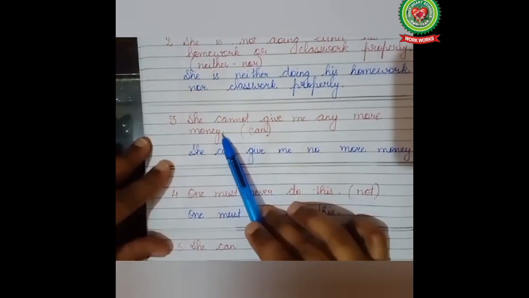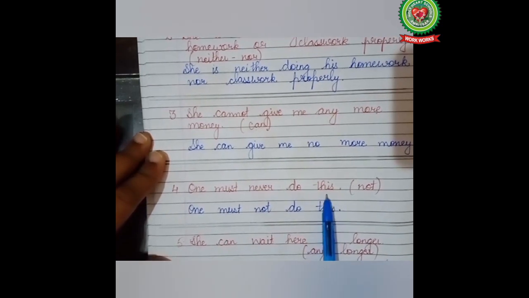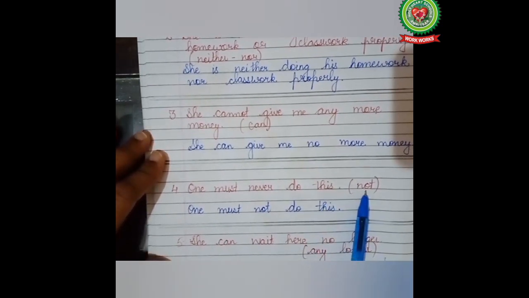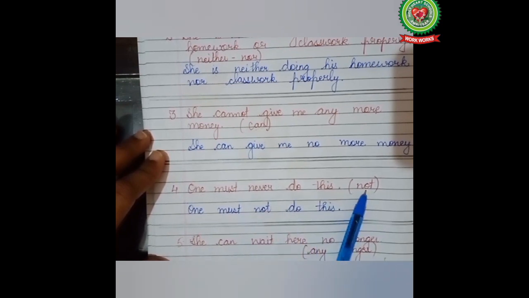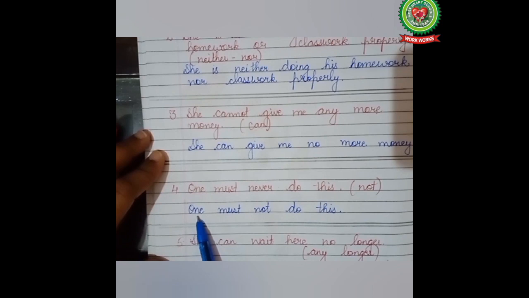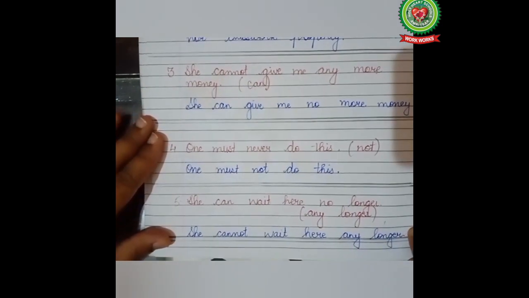Look at example number 4. One must never do this. And we have to use the word not. And in place of never, we have to use the word not. So our answer is, one must not do this. Full stop.